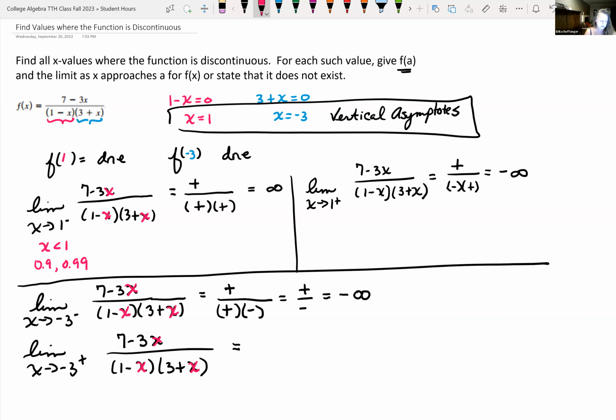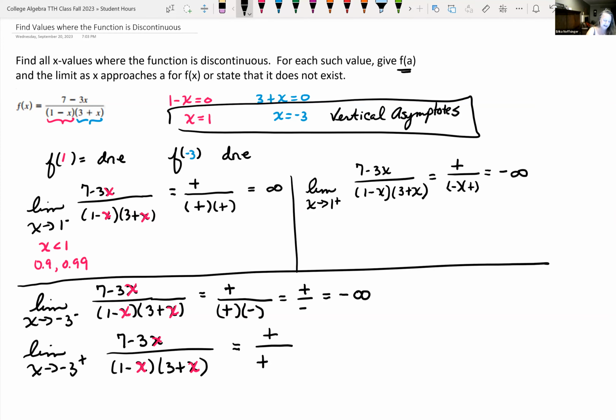positive or negative number. Well, if I plugged in -2.99 and multiplied it by that -3 in front in the numerator, that would be a positive number plus 7. So this result would be positive. If I plugged in -2.9 here, I'd have 1 minus a negative. So that's really 1 plus the 2.9. That is also positive.